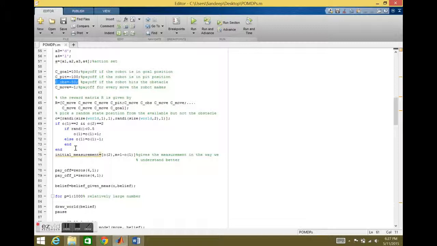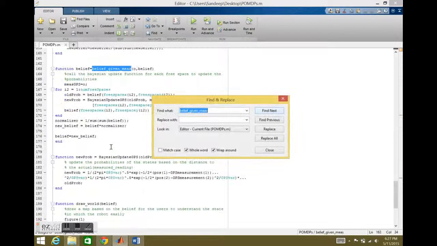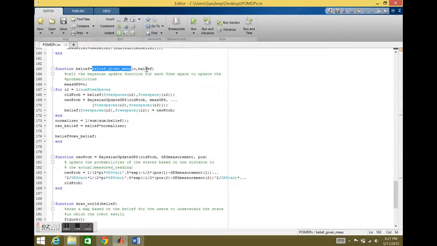Okay, so initially I use a random function to get a GPS measurement, because I can assume the robot is at a different position, but I'd like it to be random, so it starts from different locations. So I've used a random measurement and start there. Using this measurement, I'm going to update the belief using this function, belief given measure, and I'll show you what the function is.